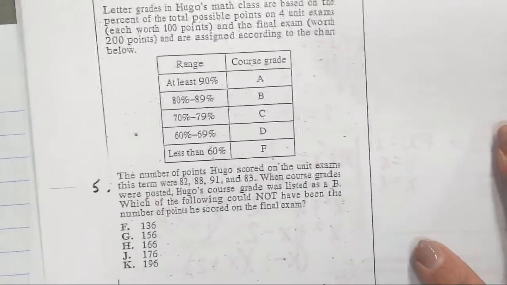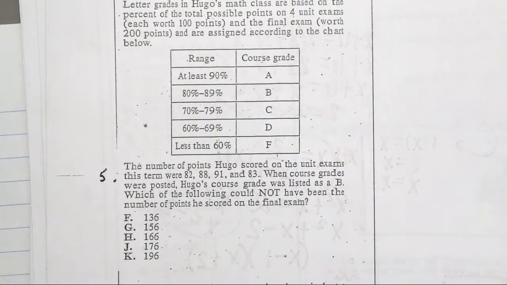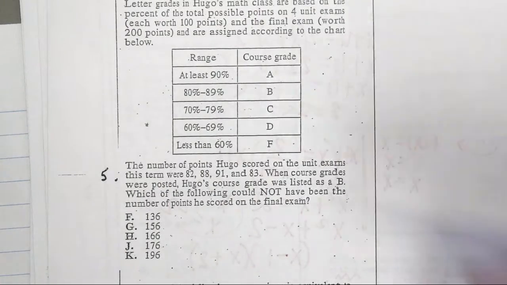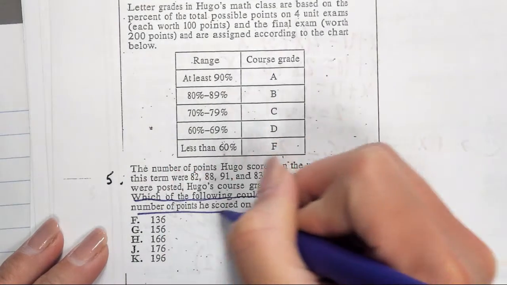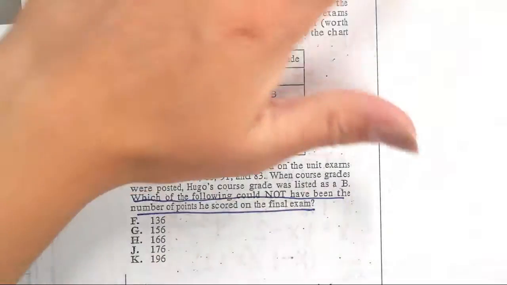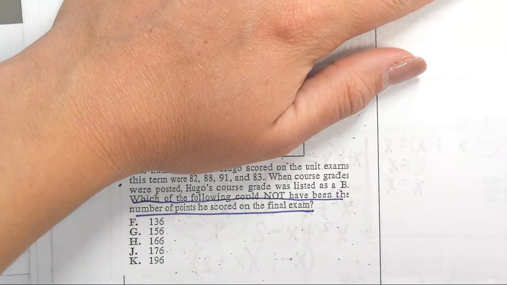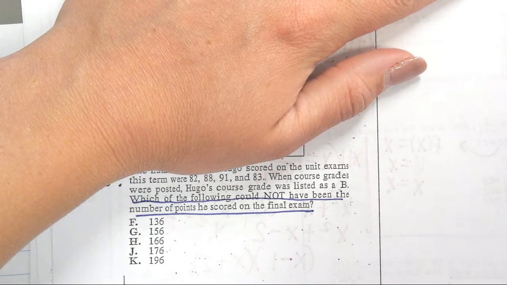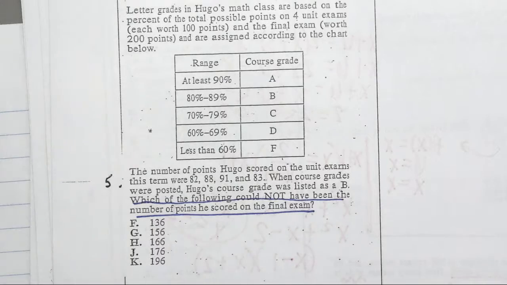This number 5, because it's got all of this information. So when it's got a bunch of information, you want to look for the question stem. Well, what's the question stem on this one? Yeah, here's the question stem. Does this help us? If you read only this, which of the following could not have been the number of points he scored on the final exam, that wouldn't help us. So this one you have to go back and look.